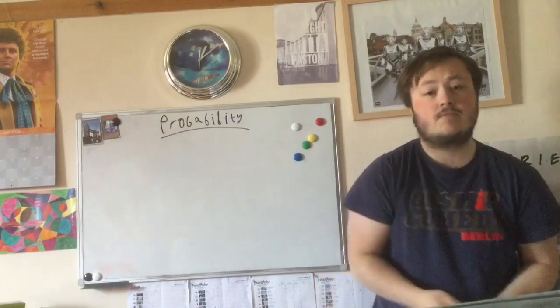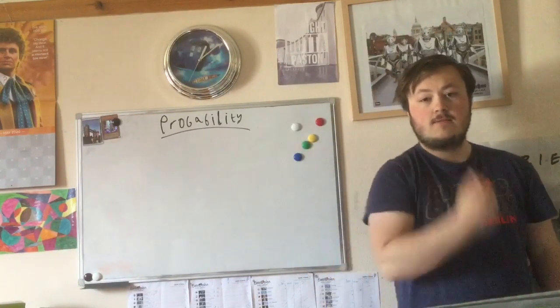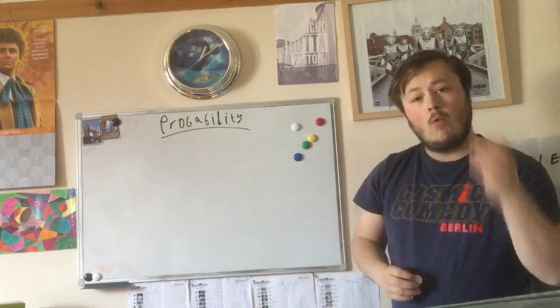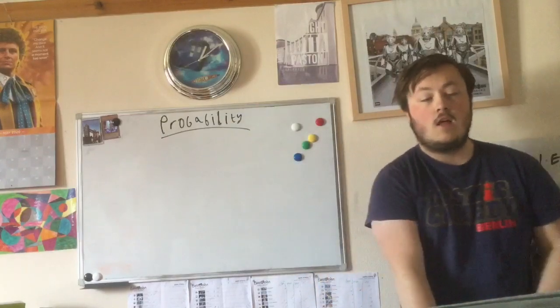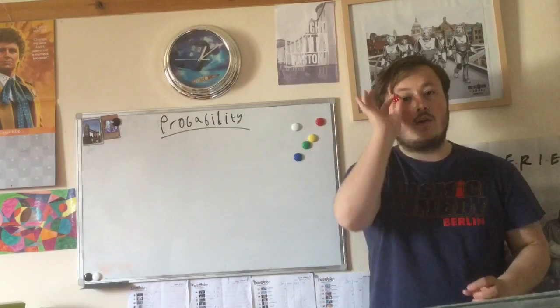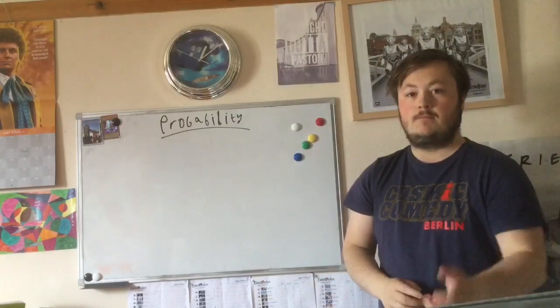I have in my hand a dice and a coin. I roll my dice and I toss this coin. What is the probability that when I toss this coin, I get a heads, and then when I roll the dice, I get an even number?